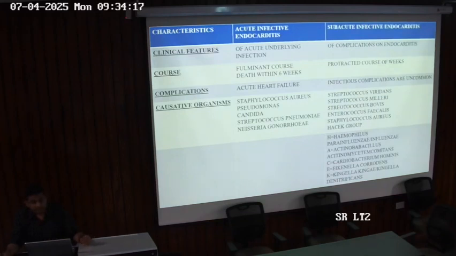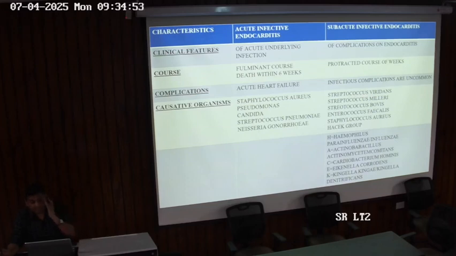Clinically, in acute, the underlying infection, there is a complication of endocarditis usually at the time of presentation. Acute infective endocarditis usually presents with the acute presentation of underlying infections, like if a patient has staph, there is high grade fever, malaise, tiredness, weakness, fatigue, rather than subacute. The course is fulminant, so it is more dangerous, and death may occur within 6 weeks.